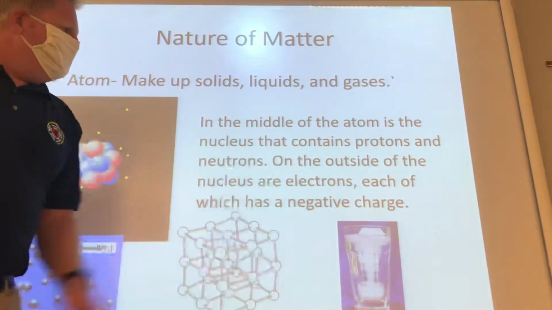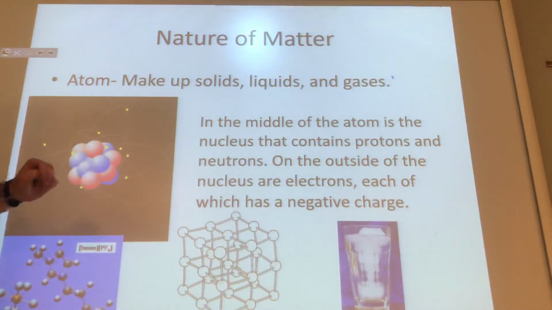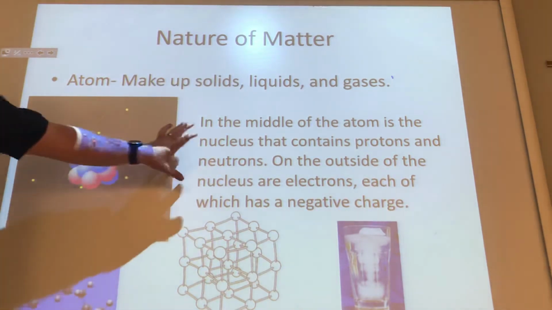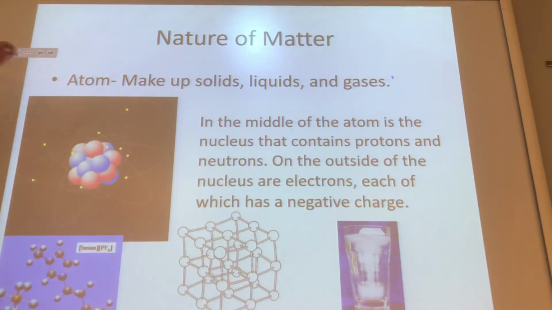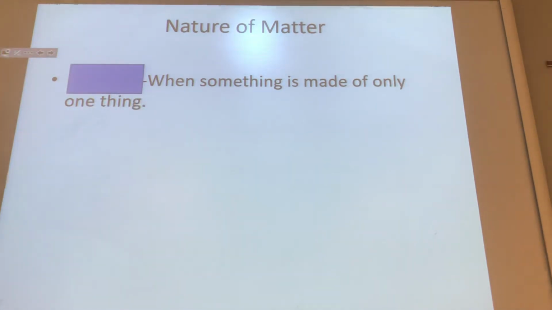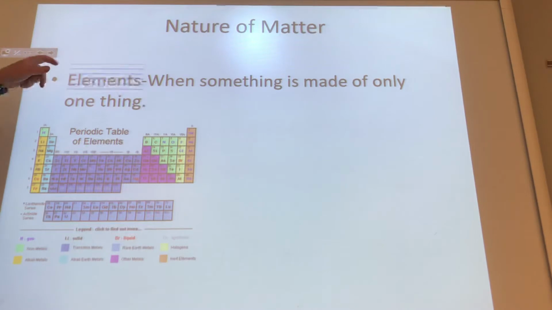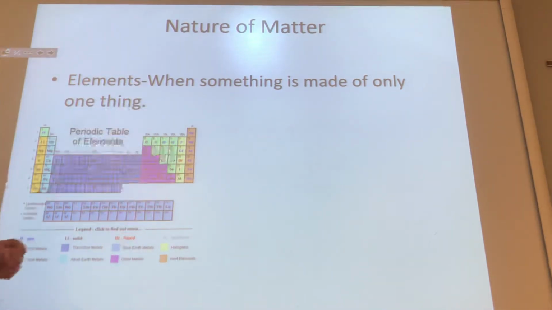This paragraph talks about protons and neutrons being in the middle, electrons being on the outside, and then they're all an atom together. You don't necessarily have to write this, but you need to know all things are made of atoms. Now, nature of matter, when something is made of only one thing, one type of atom, it is an element. So if we had a bunch of hydrogen here, that would be elemental hydrogen, only made of hydrogen.